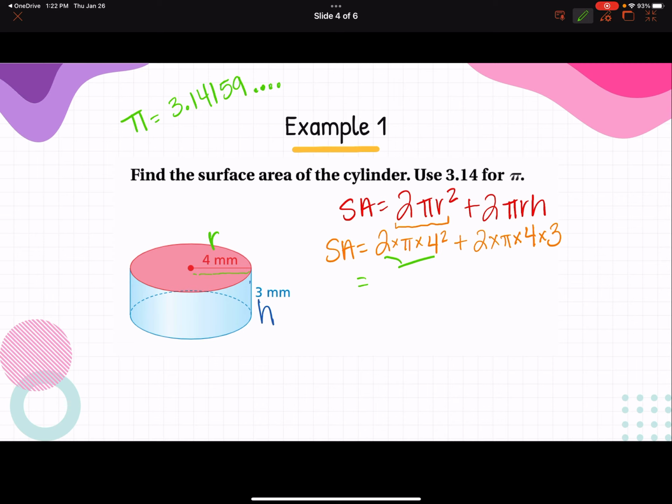Okay, so I typed in 2 times pi times 4 squared, and that gives me 32 pi. And then I've got 2 times pi times 4 times 3. So I'm just going to type that in just like it looks: 2 times pi times 4 times 3. That is 24 pi.